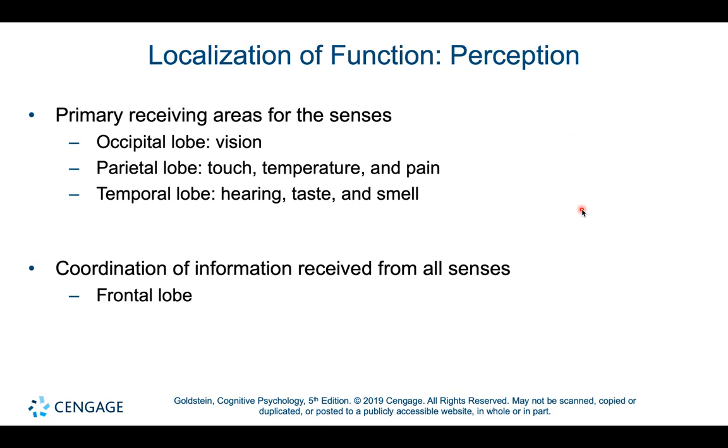So like we mentioned before, the cerebral cortex, among other things, is the primary area for receiving information from your senses, right? That's going to lead to perceptions. So like we said, the occipital lobe is vision. The parietal lobe is sort of physical touch, temperature, and pain. The temporal lobe is hearing. It's also involved in taste and smell. And then sort of higher order coordination of this information for decision making is governed by the frontal lobe.